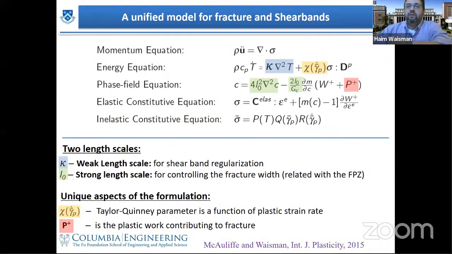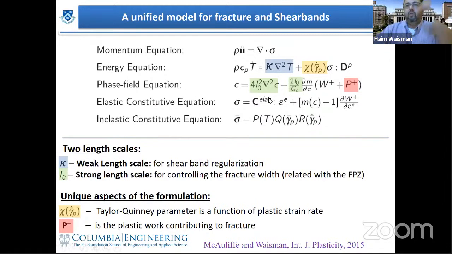Let me go back to the model. Right, so here I'm saying there are 2 length scales. The weak length scale is kappa, the thermal conductivity, and the strong length scale is L0. Now why is this a weak length scale and this one a strong length scale? Because L0 is something that you choose from the beginning. You say, okay, this is my length scale, and that's what I want to go with. Kappa is a physical parameter. It's the thermal conductivity of the material, it's given.